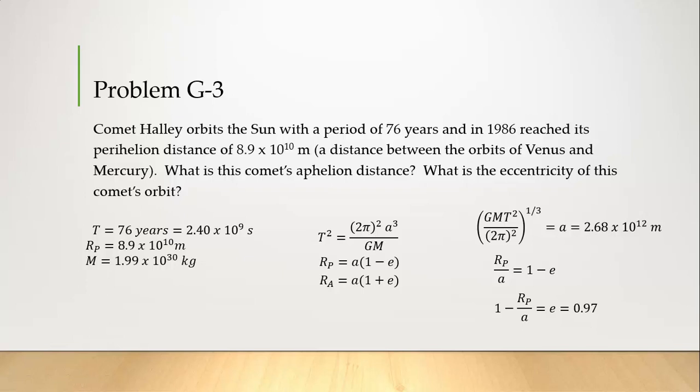So this is a very eccentric orbit. It is a very, very flat, long ellipse. Once I calculate the eccentricity, I can actually just plug it back into this equation and find the aphelion distance, 5.27 times 10 to the 12th meters. That's kind of getting to be out where Pluto is at.